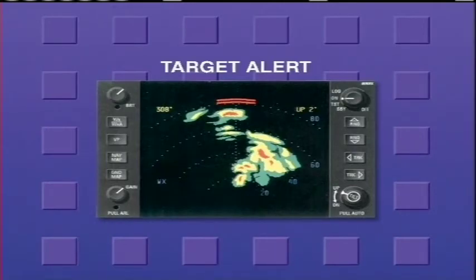When a target alert is issued, two red arcs separated by a black arc will be displayed at the top of the display centered on the aircraft heading. Should you see this image, select a range further out from the present range to confirm the location of the significant weather pattern.